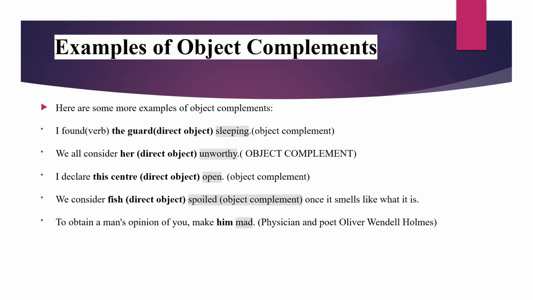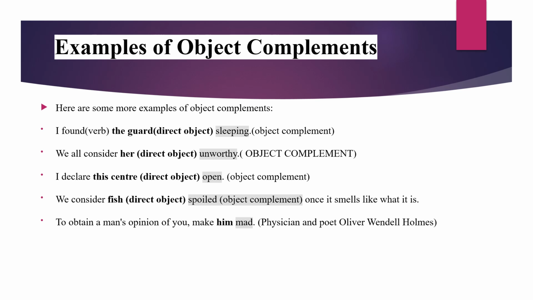Here are some more examples of object complements. I found the guard sleeping. Over here, found is the verb, guard is the direct object, and sleeping is the object complement. We all consider her unworthy. Over here, her is the direct object and unworthy is the object complement.